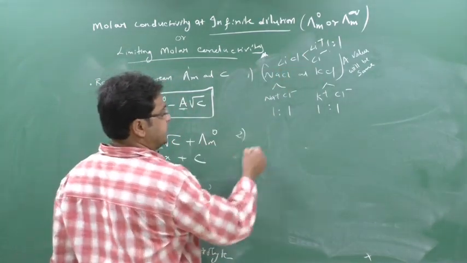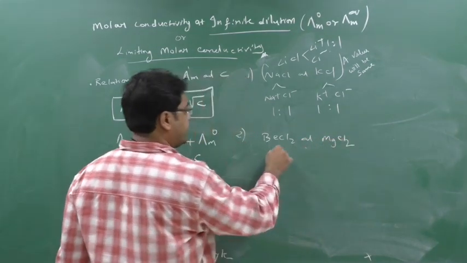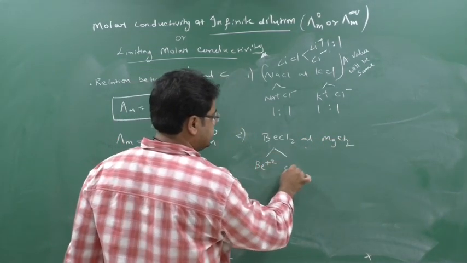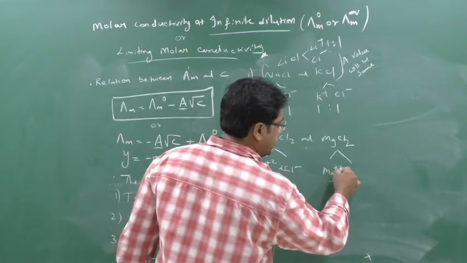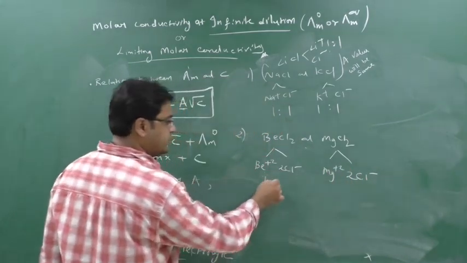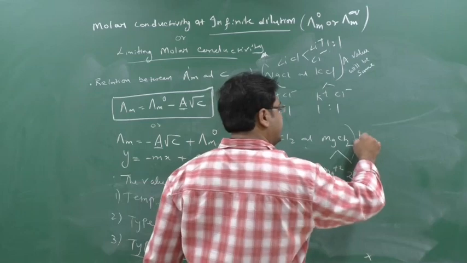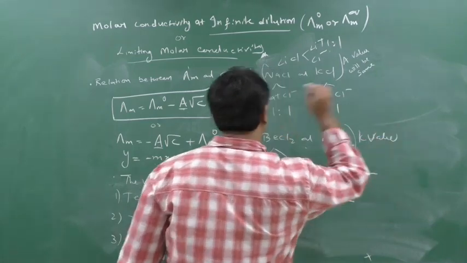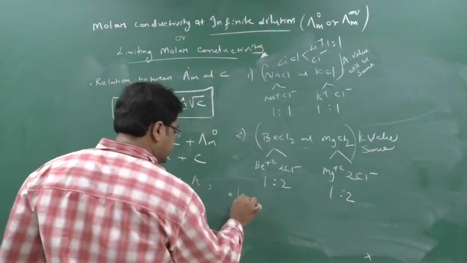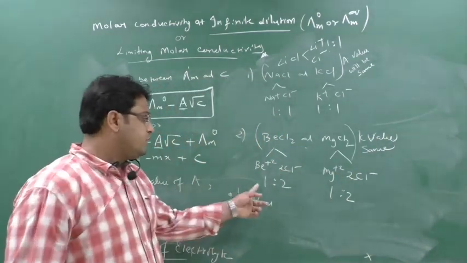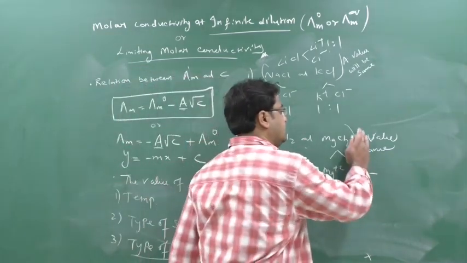Another example: suppose I take BeCl2 and MgCl2. Here I get Be plus 2 and Cl minus; to balance, I have to put 2 ions here. Similarly Mg plus 2 and 2 Cl minus. So here a 1:2 ratio, and here also a 1:2 ratio. So for these two electrolytes also the A value will be the same. Here also 1:2 ions, here also 1:2 ions. So the value of A, sorry, not K.